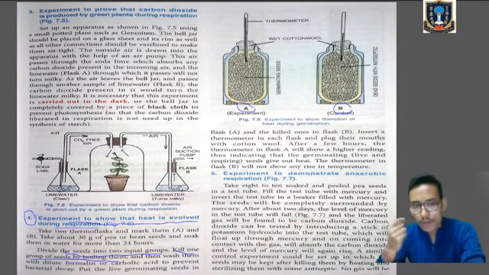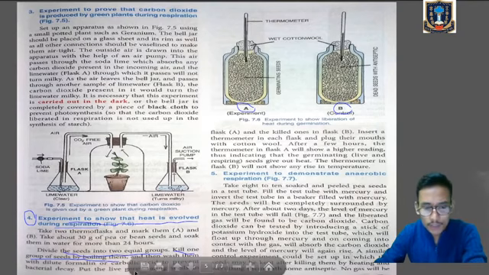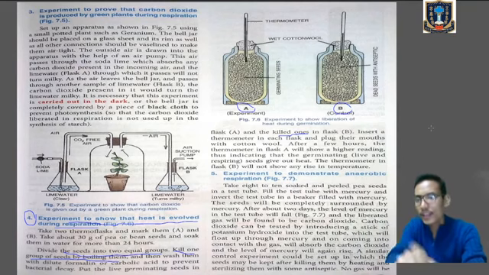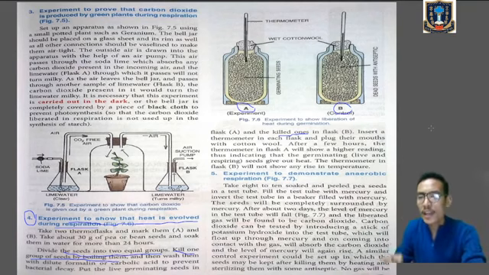After that, in one of the flasks, let's say flask A, we will put the germinating pea seeds or bean seeds. So in flask A we are putting live germinating seeds, and in flask B we are putting the killed ones. Out of the two thermoflasks A and B, in A we are putting the germinating seeds and in B we are putting the killed ones.